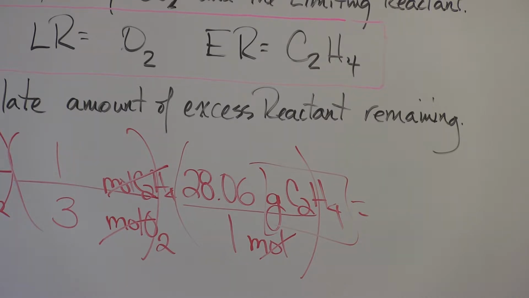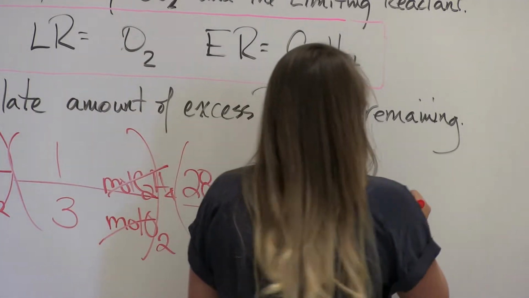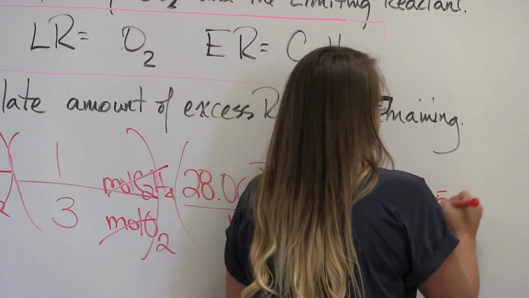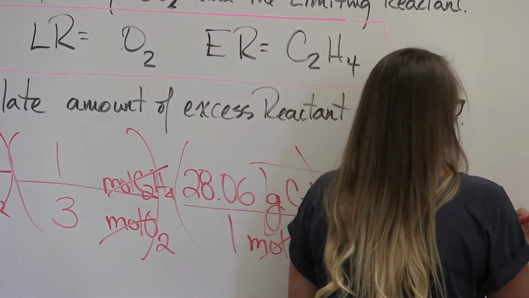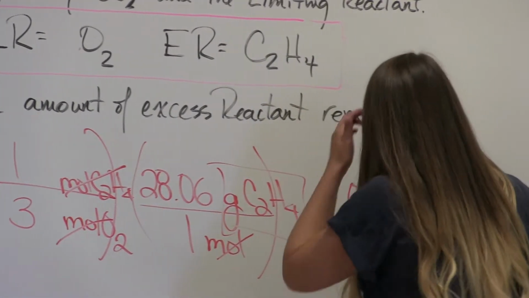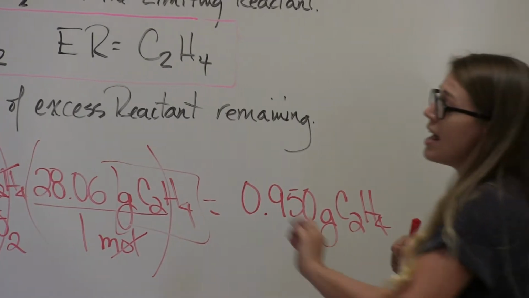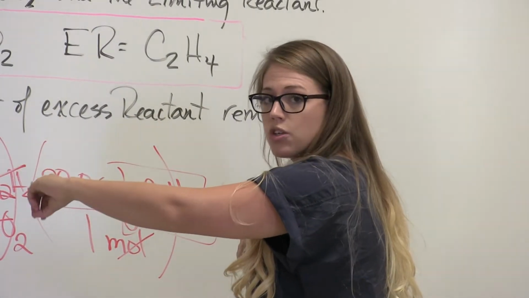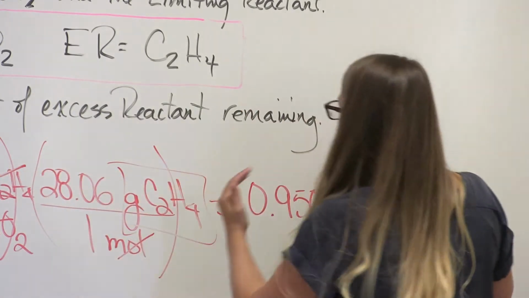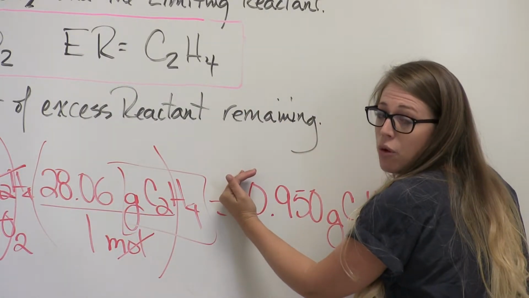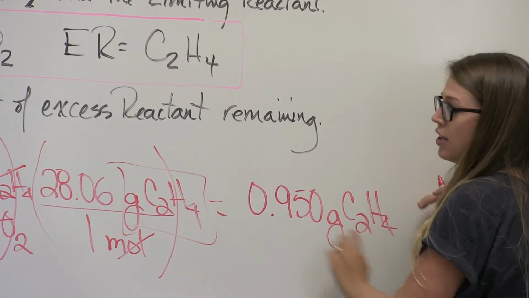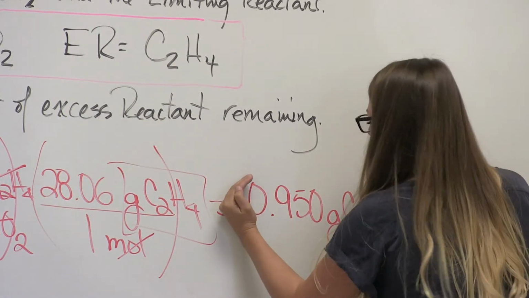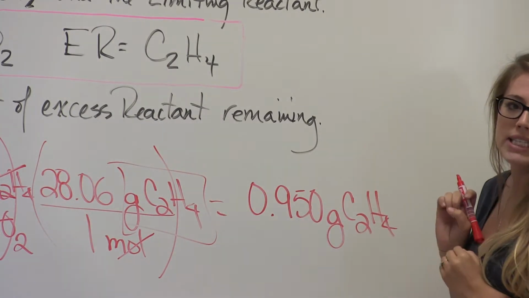So if you punch all this into your calculator, you will get 0.950 grams of C2H4. What this is saying is that if I completely consume 3.25 grams of oxygen, which we know we will because oxygen is the limiting reactant, it will only use 0.95 grams of ethylene in the reaction. So oxygen will only react with this much ethylene before it runs out.